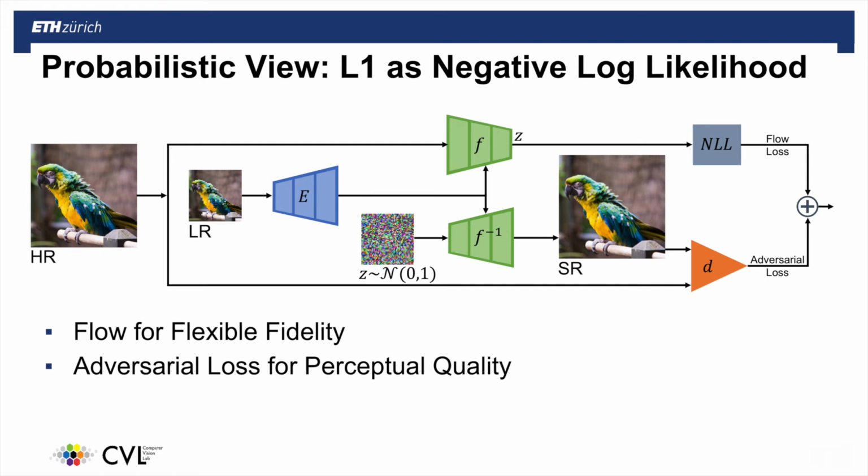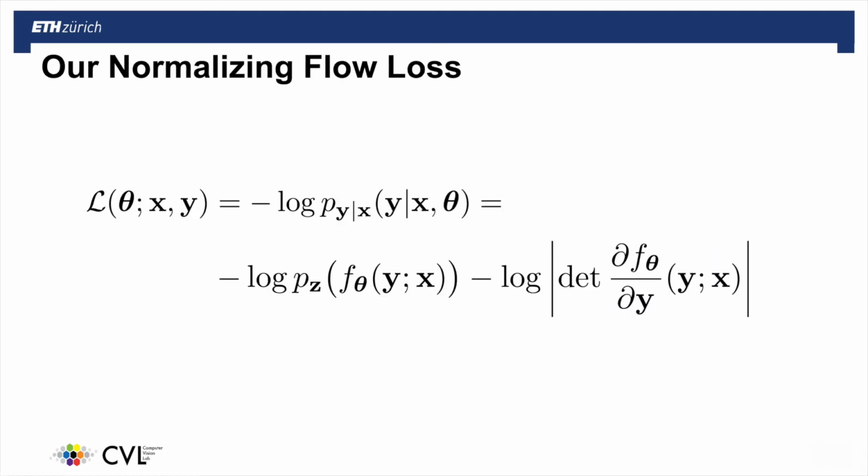Therefore, we calculate the negative log likelihood of the forward flow with the ground truth image as input and the encoded low-resolution image as conditional. Further, the output of the model is now coming from the inverted normalizing flow. The negative log likelihood of the high-resolution image given the low-resolution image is calculated using this normalizing flow equation. We decompose it into calculating the probability of Pz, the normalizing flow latent space, and the determinant of the Jacobian.